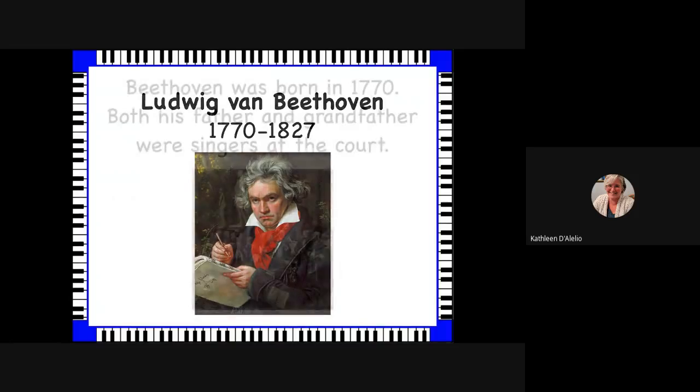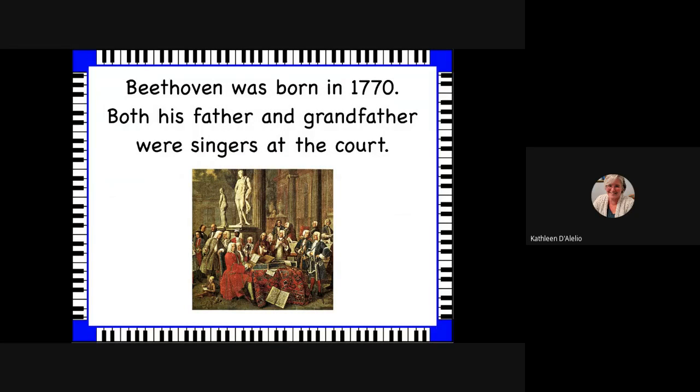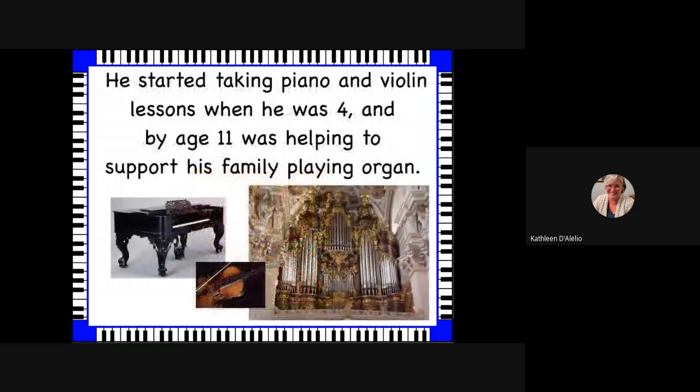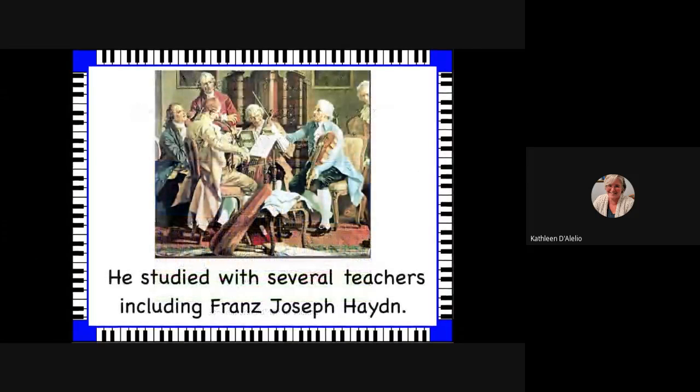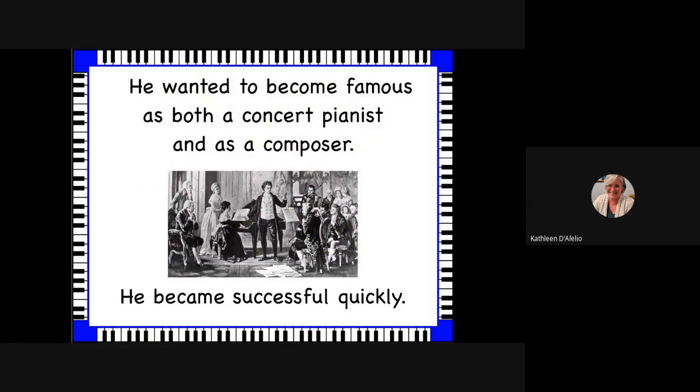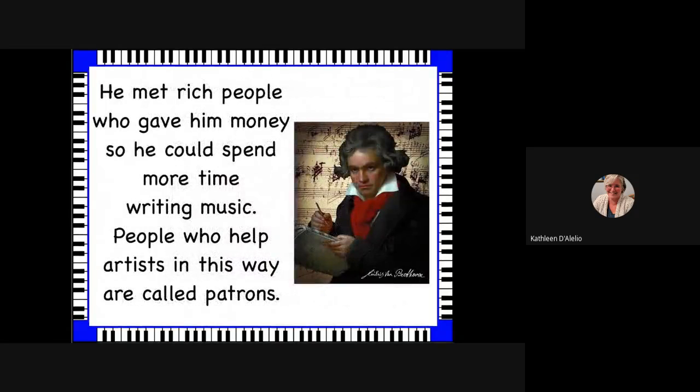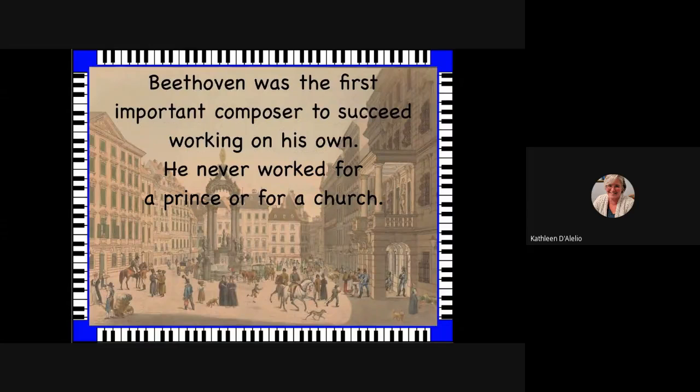Ludwig van Beethoven. Beethoven was born in 1770. Both his father and grandfather were singers at the court. He started taking piano and violin lessons when he was 4, and by age 11 was helping to support his family playing organ. When he was 22, Beethoven moved to Vienna to study music. He studied with several teachers, including Franz Joseph Haydn. He wanted to become famous as both a concert pianist and as a composer. He became successful quickly. He met rich people who gave him money so he could spend more time writing music. People who help artists in this way are called patrons. Beethoven was the first important composer to succeed working on his own. He never worked for a prince or a church.